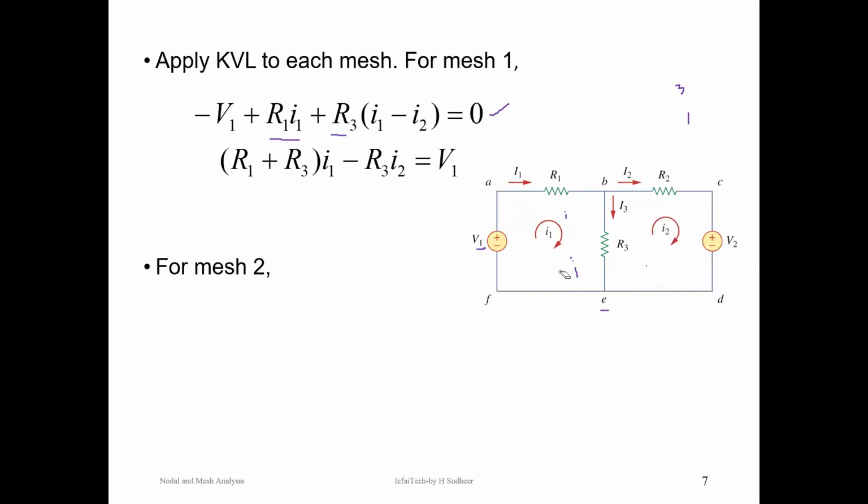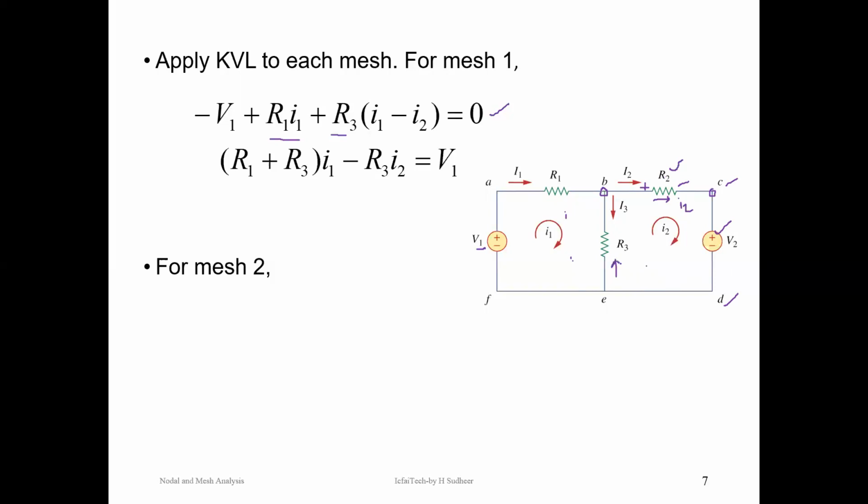The second mesh will start from B, B to C, C to D, D to E. So if we take first B, when you travel from B to C, the only current is in R2, which belongs to only mesh 2. So the current flowing through R2 is small I2. Assigning the current directions and plus and minus, first we can write down R2 into small I2. Then when you go from C to D, you come across a voltage source, touching plus of V2. So plus I2 R2 plus V2, and then come back to this R3.